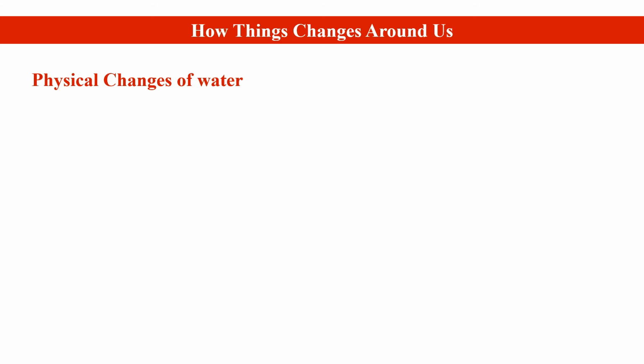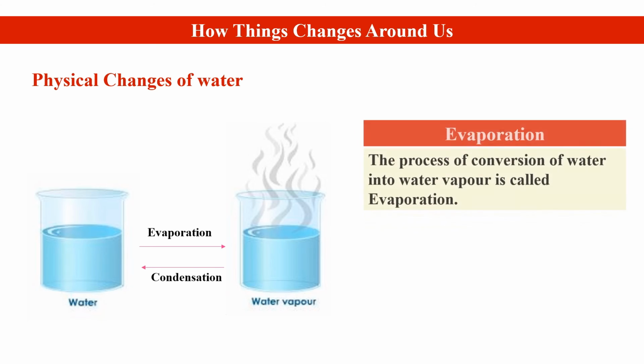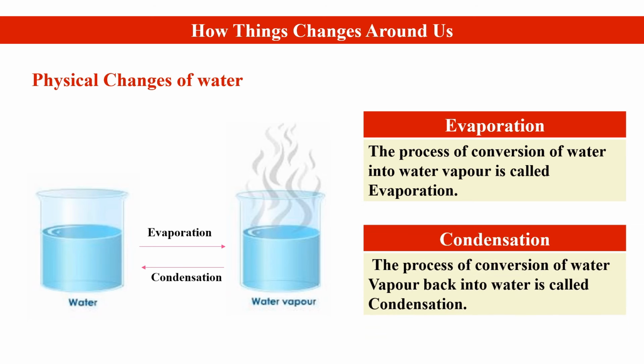If you heat water, it changes to water vapor. Again, upon cooling the water vapor, you get water again. These kinds of processes are known as evaporation and condensation. So what is evaporation? The process of conversion of water into its vapor form is known as evaporation, and the process of conversion of water vapor back into water is called condensation.